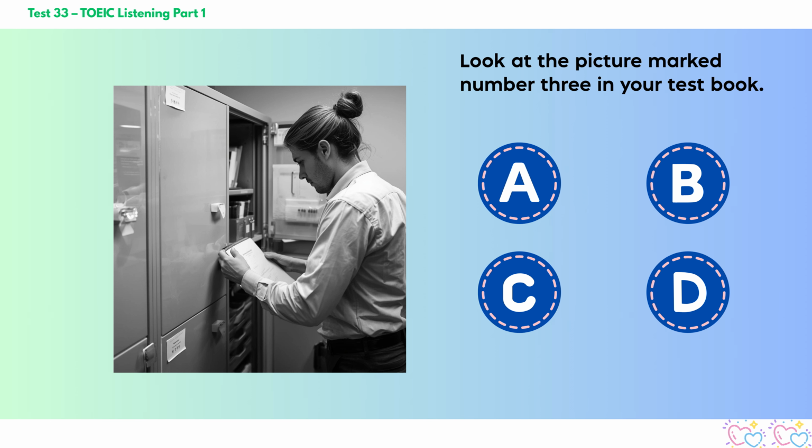Look at the picture marked number 3 in your textbook. A. The office is empty. B. The employee is closing the cabinet. C. The worker is organizing files in a cabinet. D. Papers are scattered on the desk.